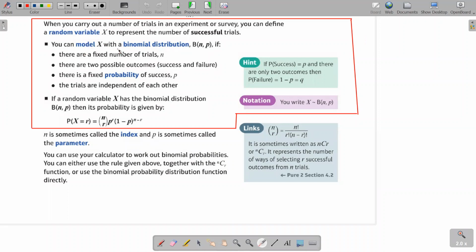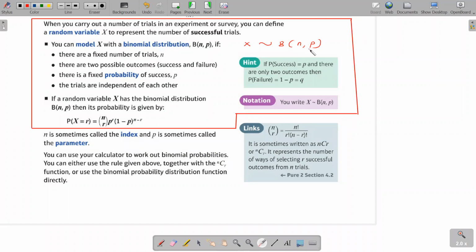Number one, the first important thing here is the notation. We write this in this manner: X follows a binomial distribution and you write the two parameters. We call n and p our two parameters. What do you mean by the parameters? Over here, n represents the number of fixed trials, and the parameter p represents the probability of success.